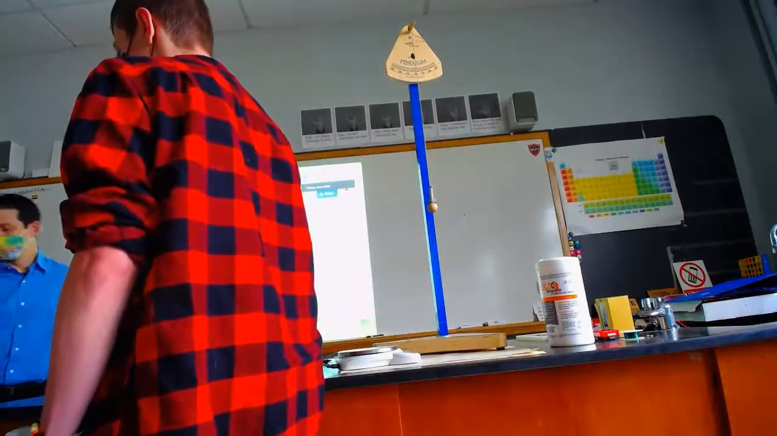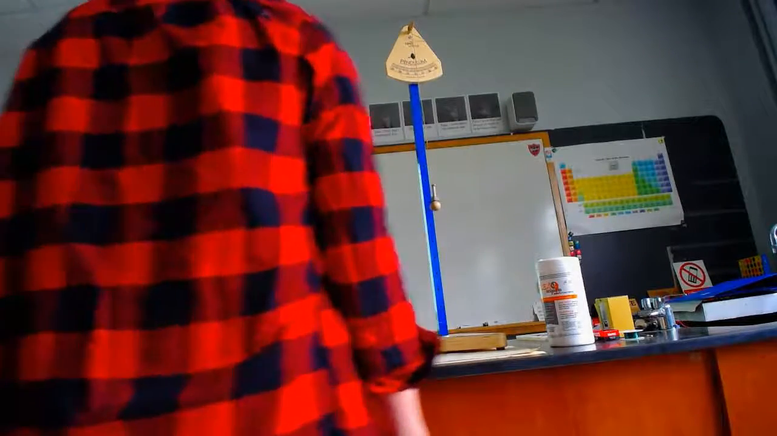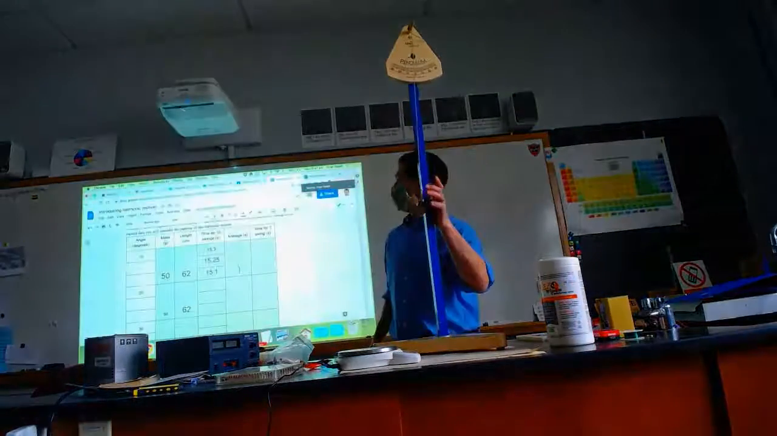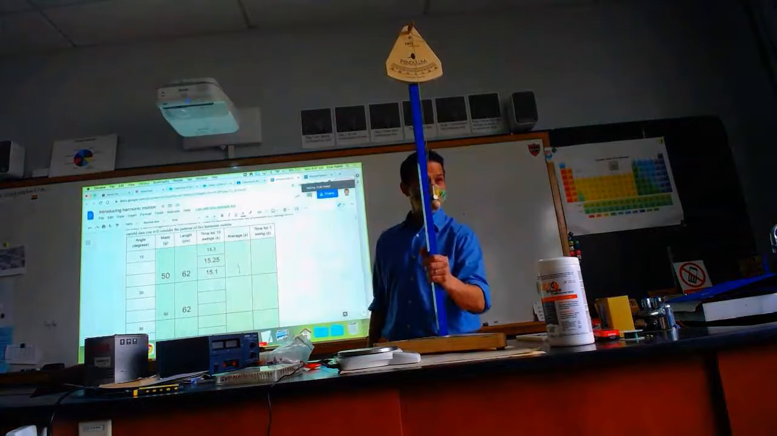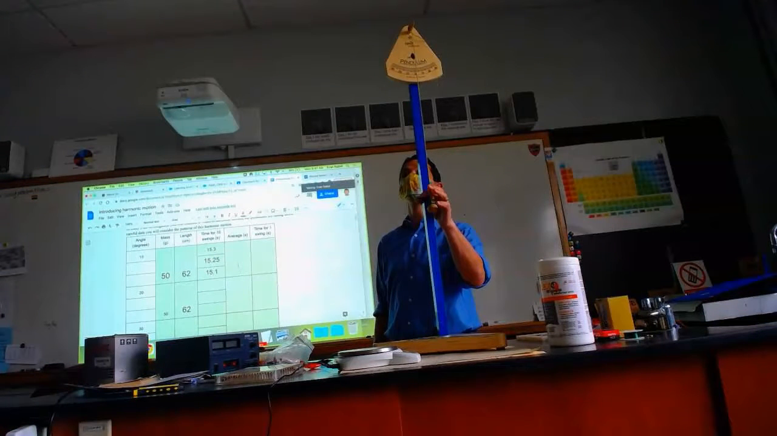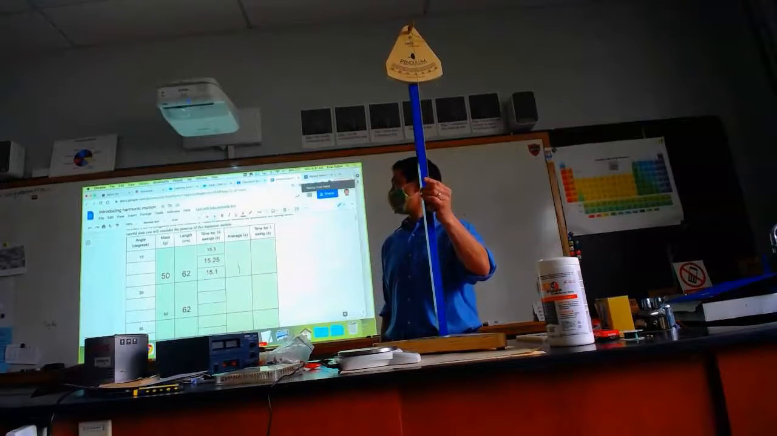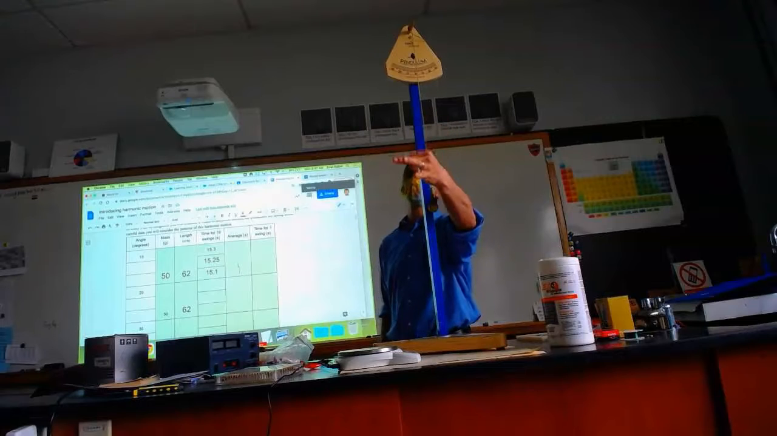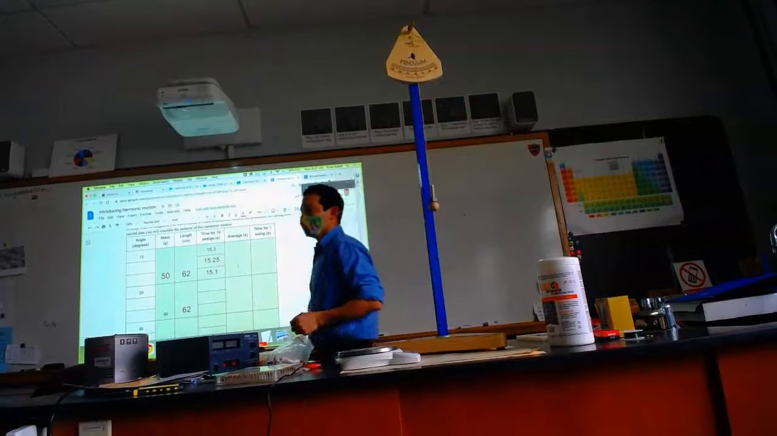We need an average of all 3 trials. How do we do that? Did you add them all up? Add them all up, and then divide by 3 because there are 3 data points. What do you get?